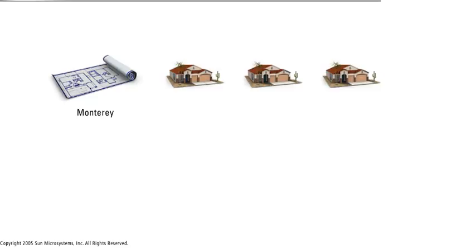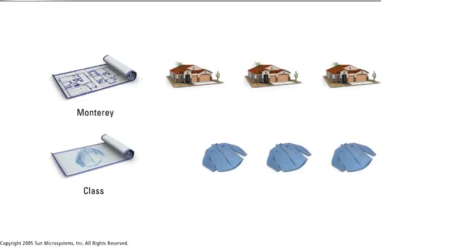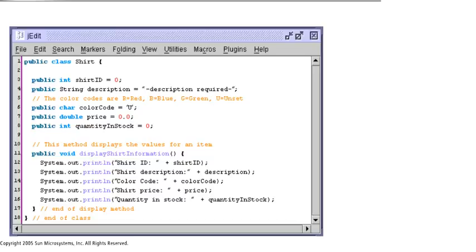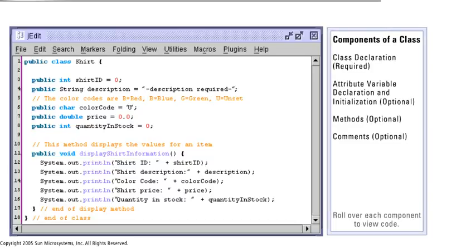Same thing goes for classes and objects. Before you can get any objects created, you first have to have its blueprint, which is the class. So once you have the class structure created, you can use that to create as many objects of that class as you like. We call those objects instances of the class. So for instance, a shirt object is an instance of the shirt class. Let's go ahead now and take a look at our first class.